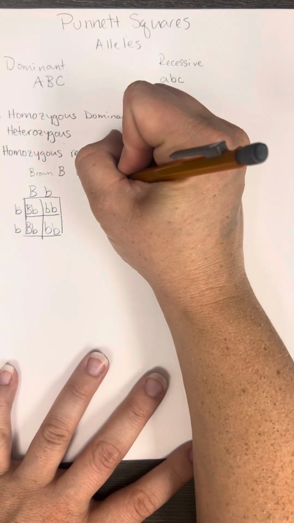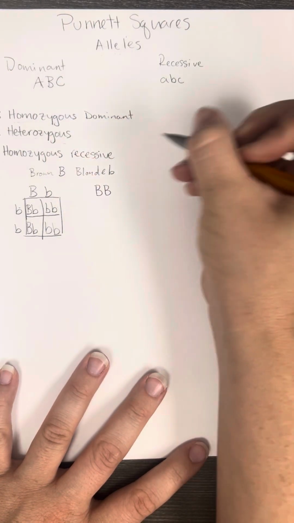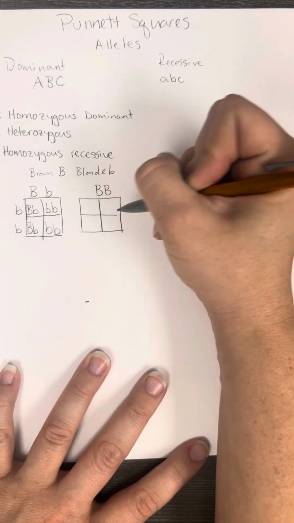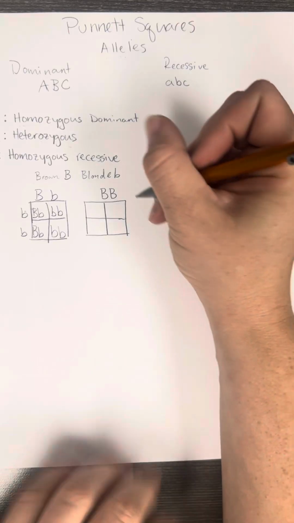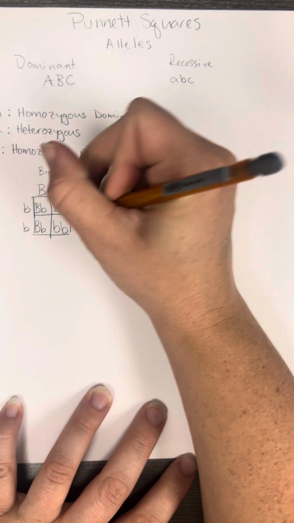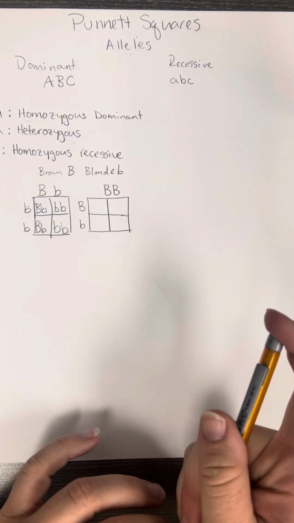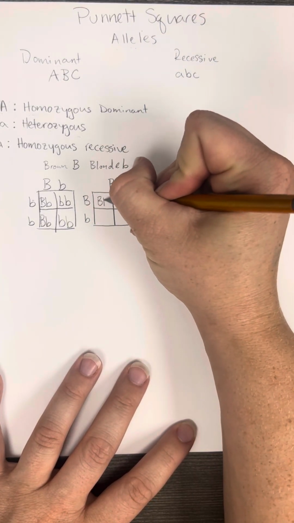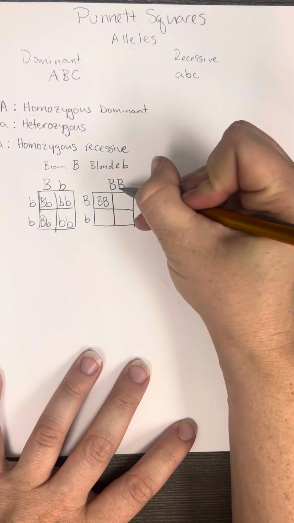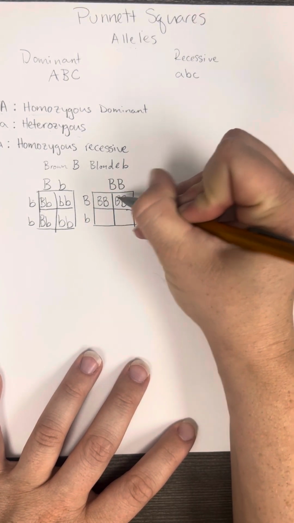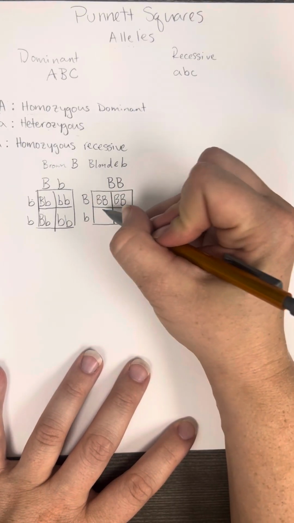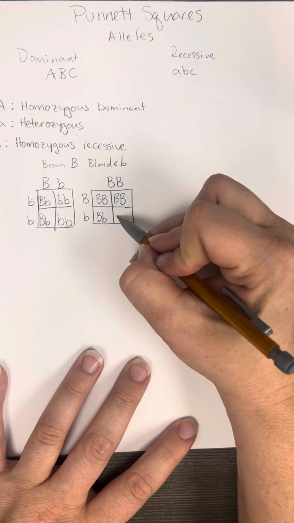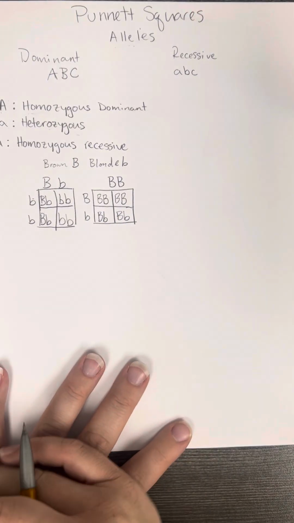Let's see what would happen if I had a parent who had two dominant genes, and then one who had a heterozygous. So here I have big B, so I'm homozygous dominant. This one, same thing, big B, homozygous dominant. Here I have big B, little b, heterozygous. And this one, I have big B, little b. So that's heterozygous as well.